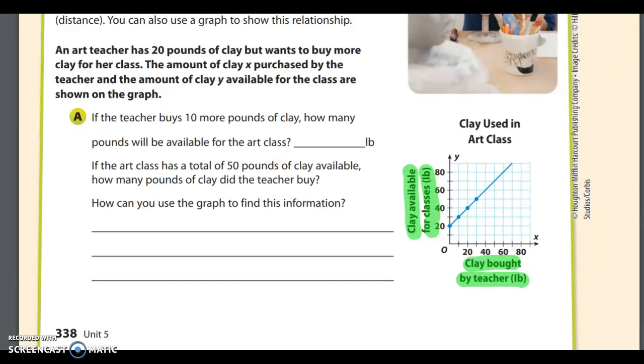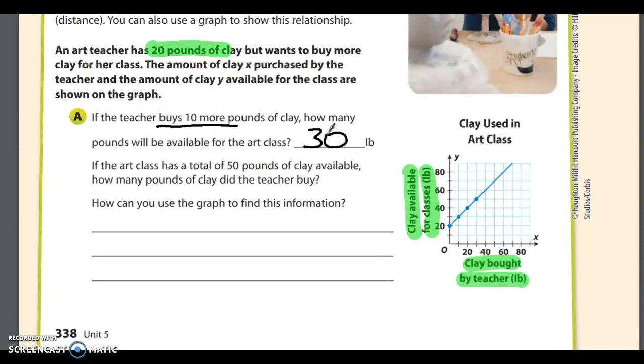A says, if the teacher buys 10 more pounds of clay, how many pounds will be available for the art class? Well, she starts with 20. It says right here, an art teacher has 20 pounds of clay but wants to buy more. Well, if she has 20 and she buys 10 more, how much is that? It's 30. It's real simple. Please fill in 30 right there.